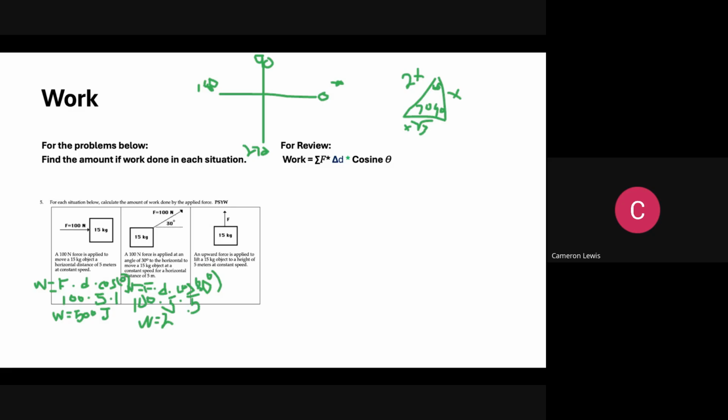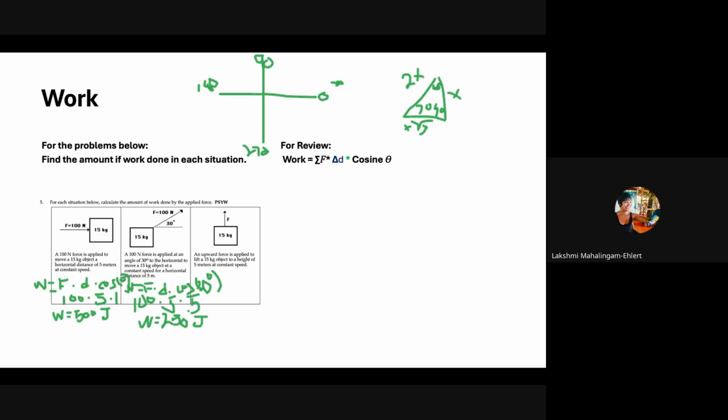But really the most important part is not the calculation, but being able to see that because of the angle at which I'm pushing the applied force, I have to account for that in my work calculation. So let's do one more. Now we have the upward force.